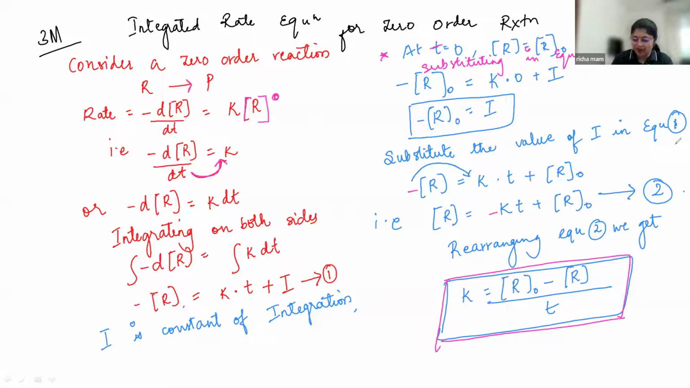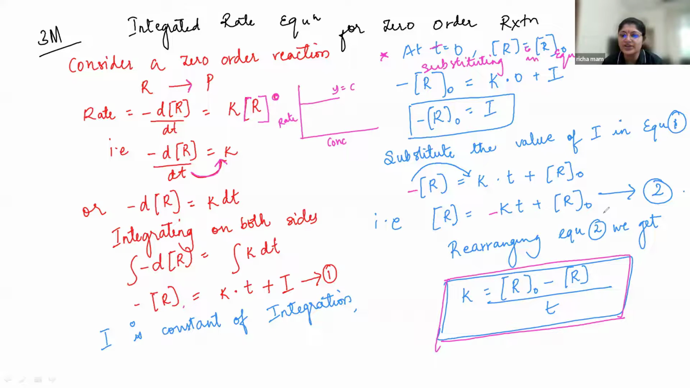Now, we saw in the last class the graph of rate versus concentration, where you can see a straight line which is y equal to c. So we had seen it like this. Rate versus concentration.